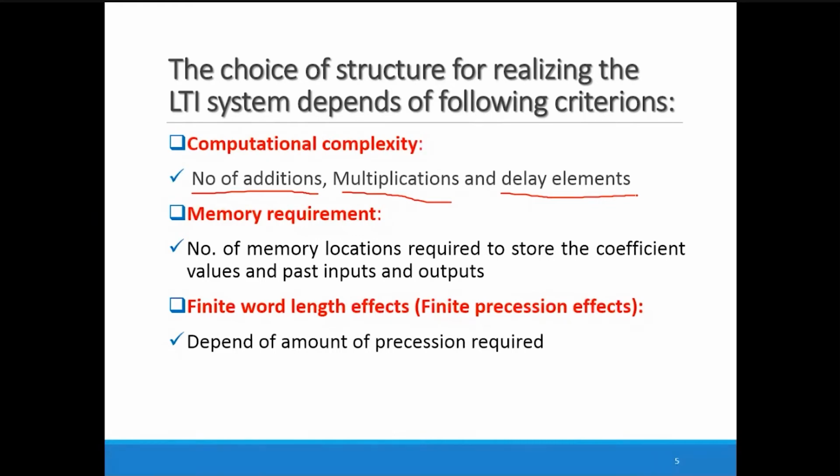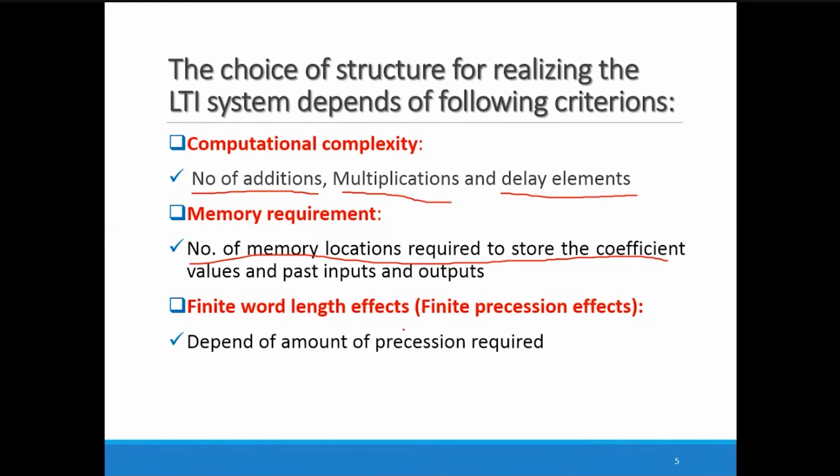Second is the memory requirement. Number of memory locations required to store the coefficient values and past inputs and past outputs. Based on your storage requirement, some structures require less memory, some structures require higher memory. These are based on the number of memory locations required to store the coefficient values, whatever coefficients you are taking, a_k and b_k, and their past inputs and whatever outputs you are getting, and also some memory is required for fetching and execution. All this we have to calculate. That is nothing but the memory requirement of that particular structure.